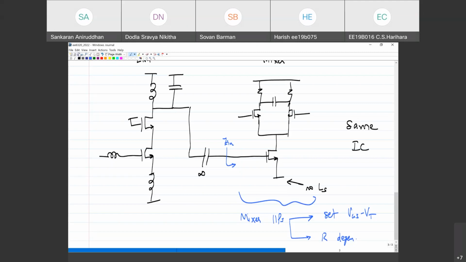Sir, can you briefly explain the full current steering part? Like the V naught should be at least root 2 times (VGS minus VT). I didn't understand that part.